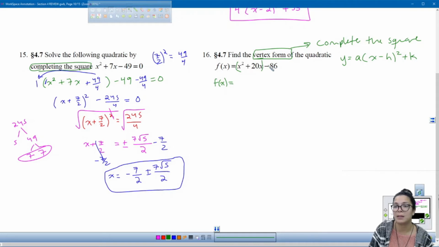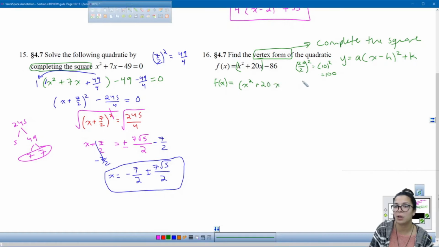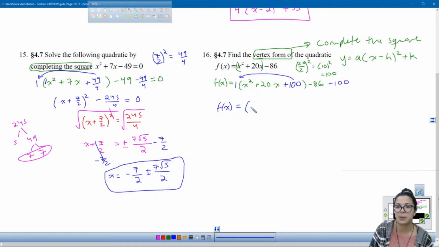Separate the first two terms from the last. The coefficient is 1, so take your b value divided by 2 and square it. So it'll be 10 squared, which is 100. So splitting up the first two terms from the last term, we need to then go ahead and add 100 to the inside here to get this to be a perfect square trinomial, and then we're going to subtract 100 on the back because the coefficient here is 1, so this is 100 times 1, which is 100. And then x squared plus 20x plus 100 would factor into x plus 10 squared. 10 times 10, 100. 10 plus 10, 20. And then negative 86 minus 100 is negative 186.